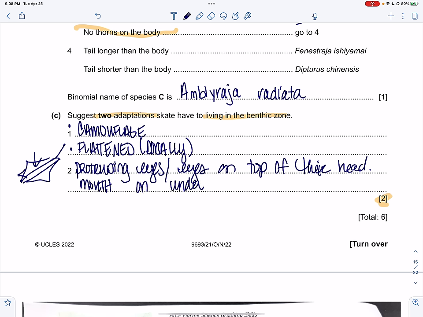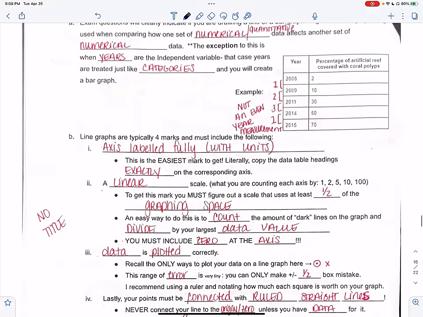Mouth on the underside for feeding. They do feed below themselves. You can tell that's where their mouth is. And they have spiracles at the top to take in water. But that's, don't have to mention that.